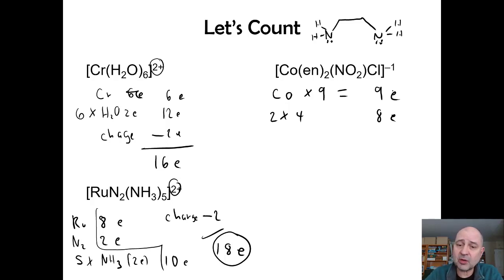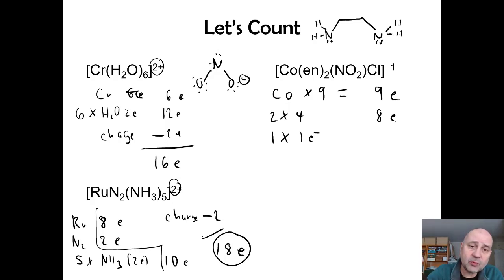So NO2 is monoanionic. So 1 times 1 electron. It does have the possibility to chelate, right? So it could be a 3 electron donor. We don't know. We also don't know whether it coordinates through nitrogen or through oxygen. So, but technically it can be 4. Let's see what we have without it.